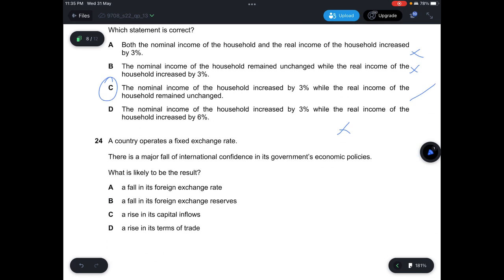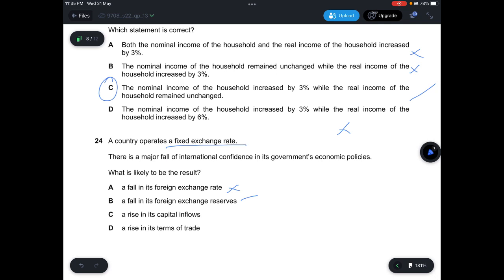Question 24, a country operates a fixed exchange rate. There is a major fall of international confidence in its government's economic policies, and what is likely to be the result? So A says a fall in the foreign exchange rate, which is not correct because first of all, it's already a fixed exchange rate, so there's no way there's a fall in the foreign exchange rate.